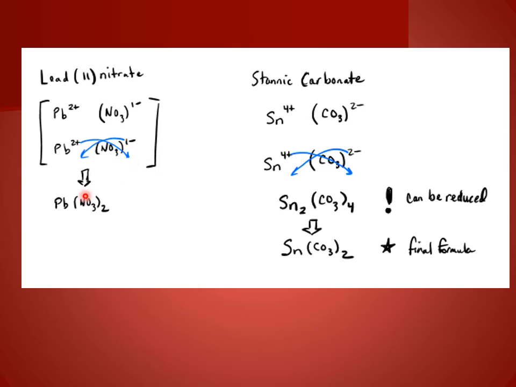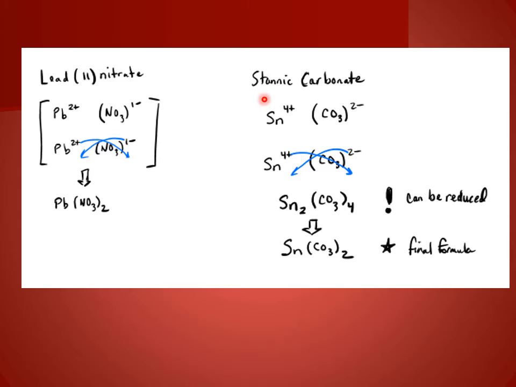When I crisscross, I end up with this formula, Pb with a 1, so I just don't write it, and NO3 with a 2 outside of parentheses. These parentheses are mandatory because you have 2 nitrates. Without them, it looks like you have 32 oxygens, and that is not correct. Okay, so there's your formula. There's nothing more to do, and it cannot reduce any, so you're done.